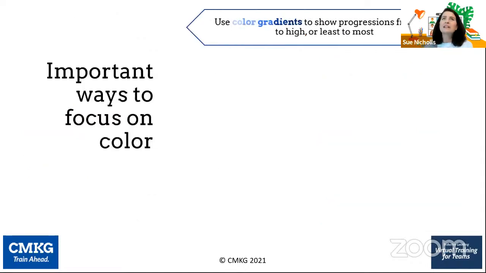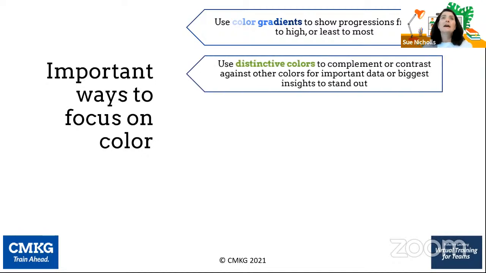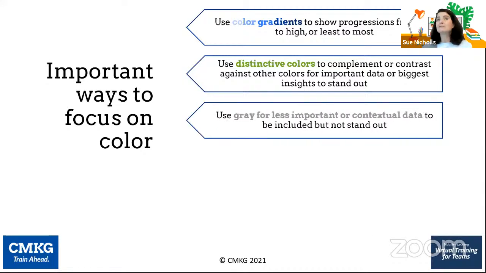Some other important ways to focus on color: use color gradients to show progressions. If you have low to high, you can use a light blue all the way up to the darkest blue to show progressions from low to high, or least to most. Use distinctive colors to complement or contrast against other colors for important data. And I'm going to show you examples of that. Use gray for less important or contextual data, to be included but not to stand out. When you have your slides, you want to make sure that whatever you're really trying to focus in on is the part that stands out the most. If you have bright column charts or pie charts, and all of them are different bright colors because that's the default setting in PowerPoint, that might not be a good look.